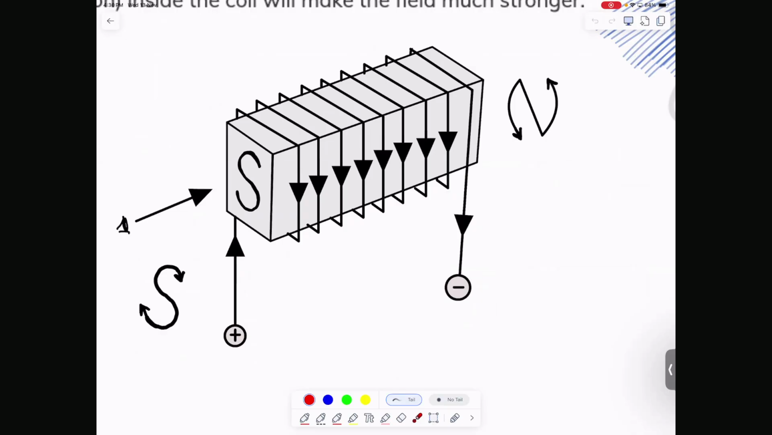Okay, so do you see that the current is going like that? Isn't that clockwise? So that's going to be south.